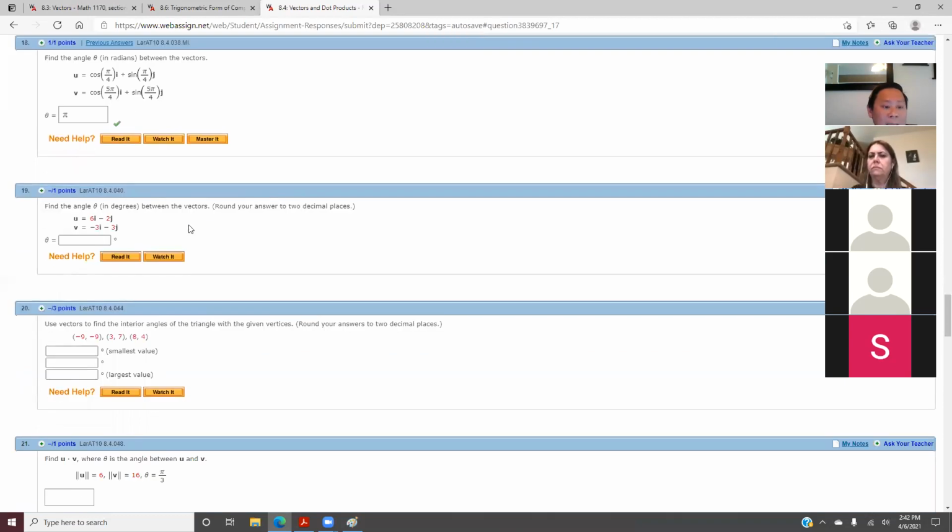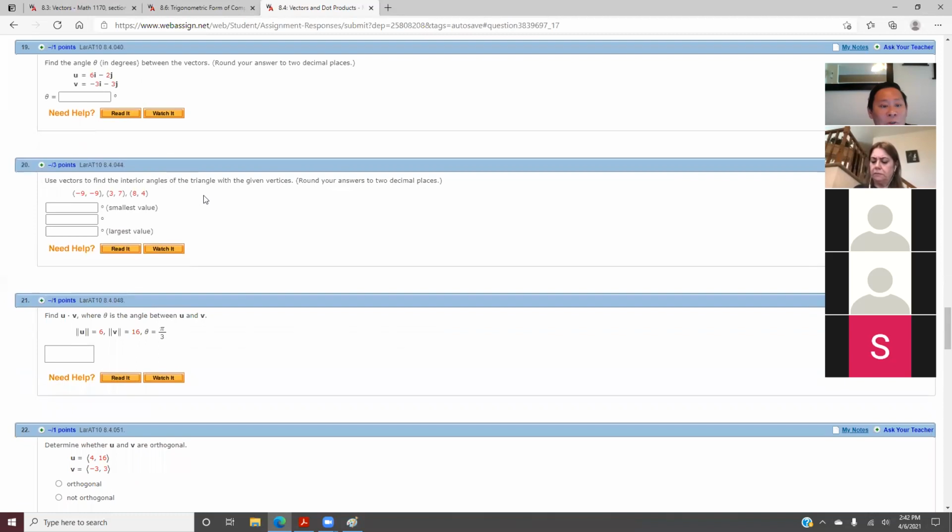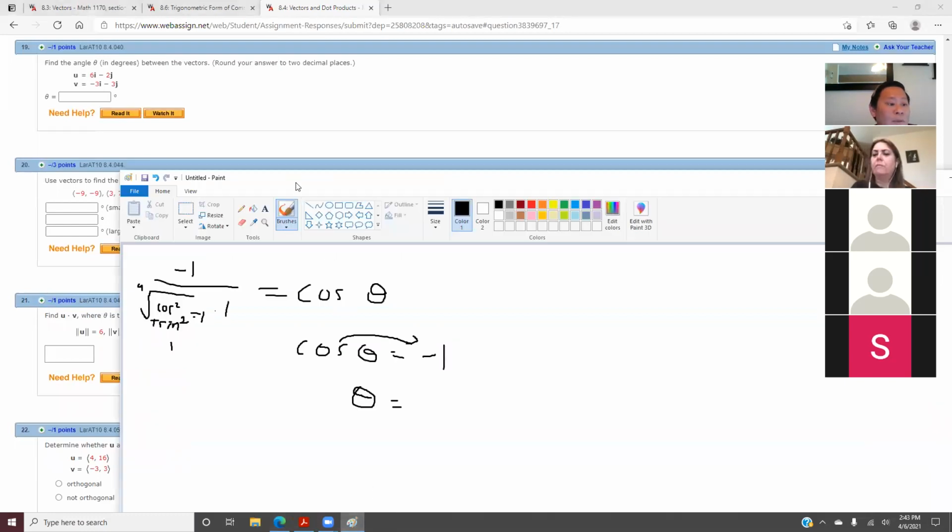Next, this is the same thing, but this is no longer in radian, this is in degree. Okay. The vectors, this is also the same thing. They give you three vertices of a triangle, and you have to find the angle. So what you do is you do the dot product for the first one. You take these two pairs and you do it. Let's do this together. This one is number 20.